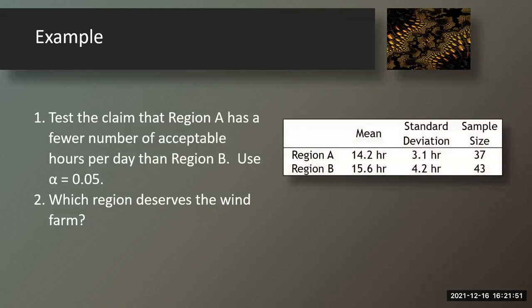So, region A and region B, 14.2 versus 15.6, mean hours of acceptable wind time. Standard deviation, 3.1 and 4.2 hours. We sampled 37 days for region A and 43 days for region B. We're going to test the claim that region A has fewer acceptable hours per day than region B. Which region gets the farm?